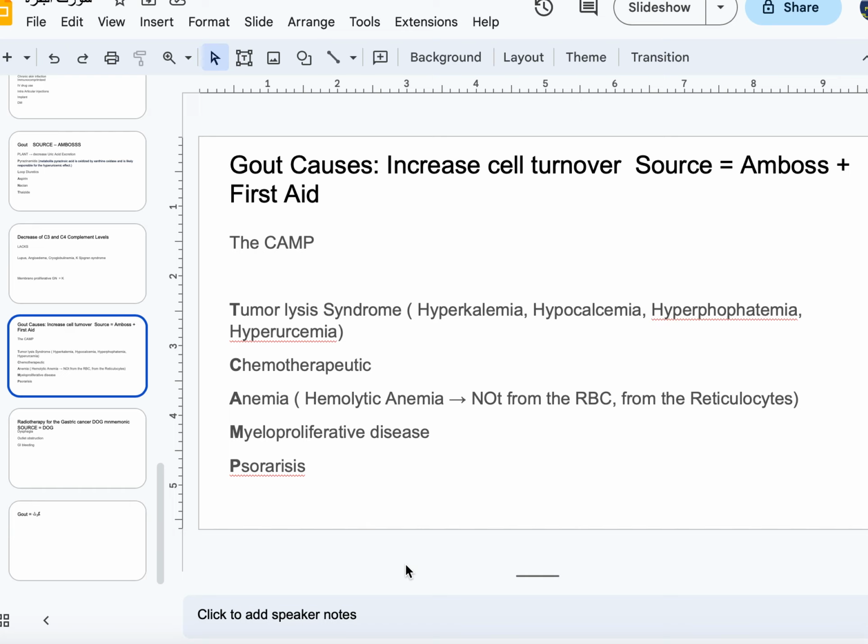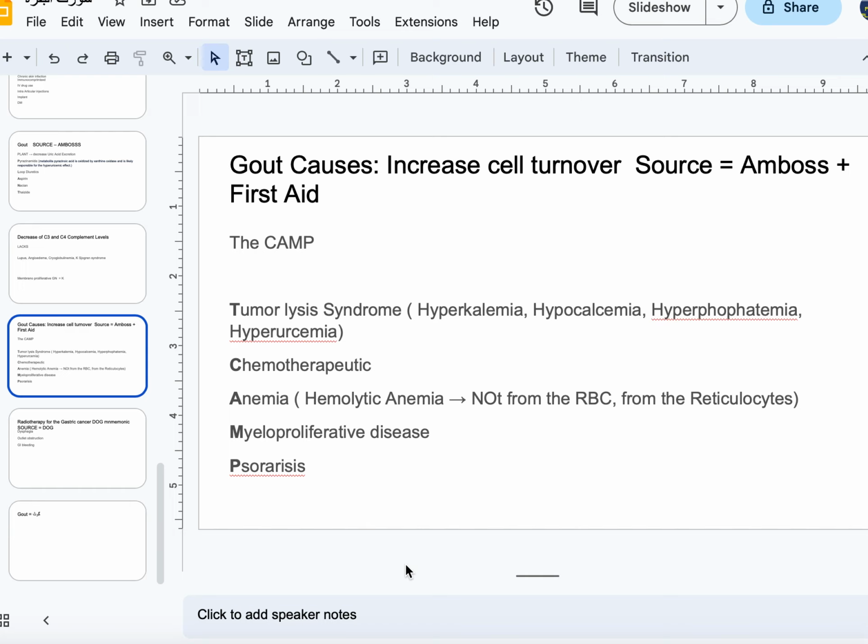And then we are also going to be getting psoriasis. I'm not sure of the exact mechanism why psoriasis gets the gout, but it can also be a cause of the gout. So guys, here's a quick overview of the increased cell turnover that causes the gout.